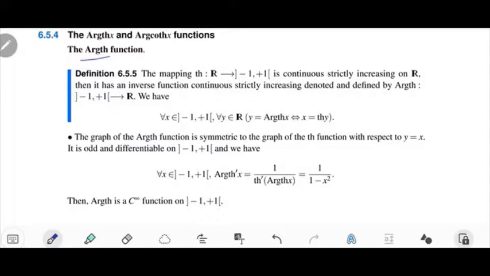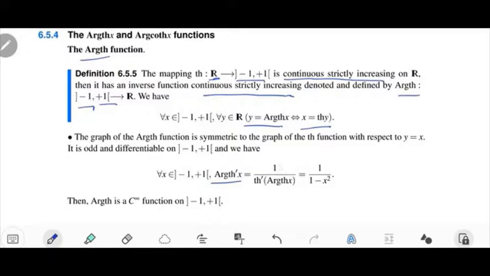Well, the mapping th going from R into (-1, 1) is continuous and strictly increasing. Then it has an inverse function, continuous and strictly increasing as well, defined by arcth going from (-1, 1) into R. So if y is equal to arcth x, then x is equal to th y, and the graph of arcth is, of course, symmetric to the graph of th with respect to y equal x.